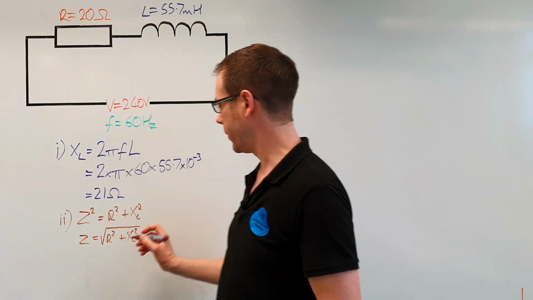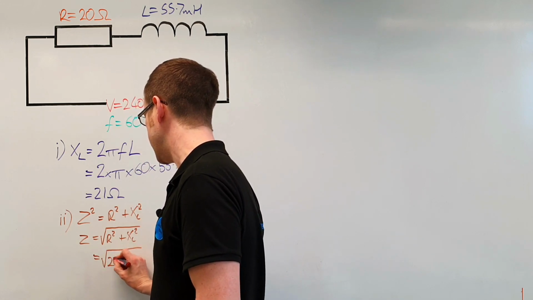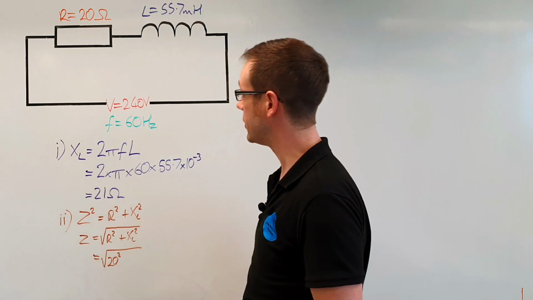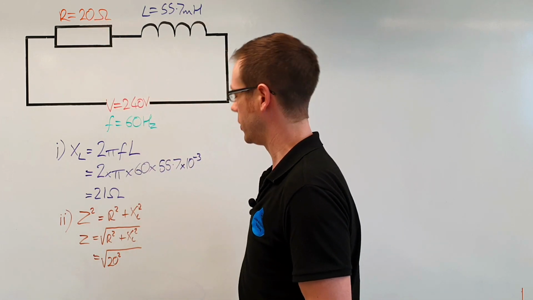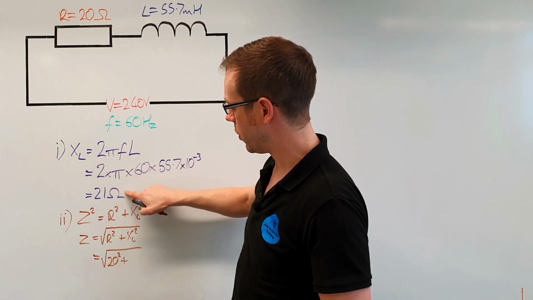So we've got our formula. Let's put the numbers in. For this question, we've got a value of 20 ohms for the resistance. So that's 20 squared, which we're getting from the question that we had originally, plus our value of XL, which is what we calculated here.